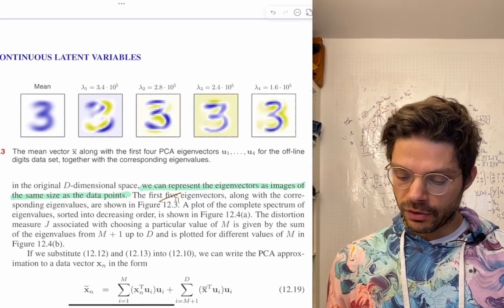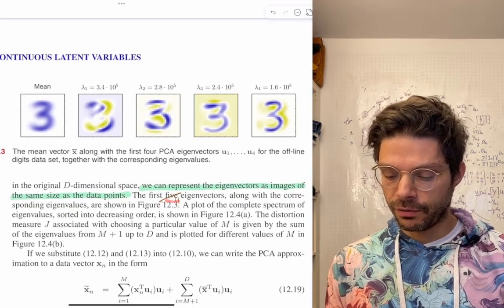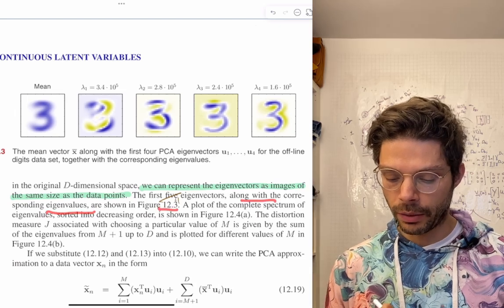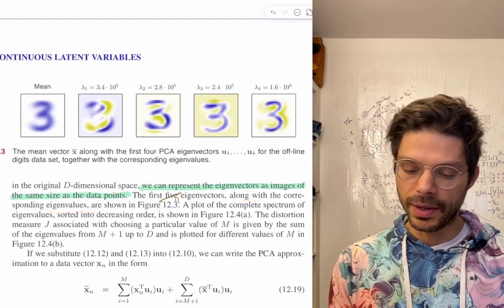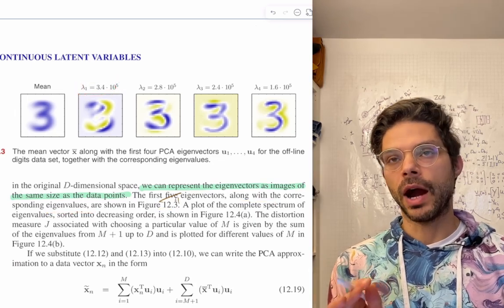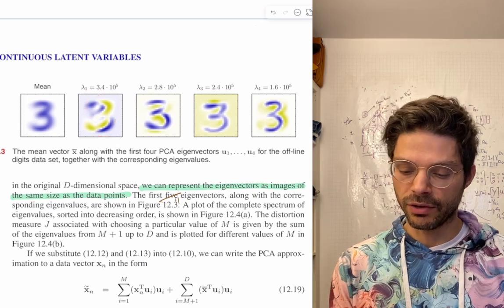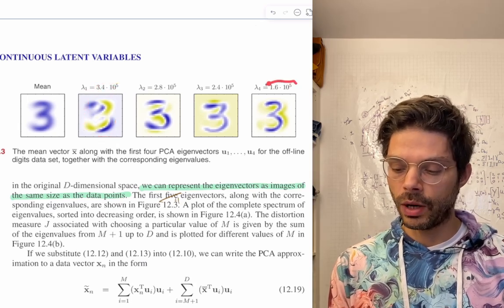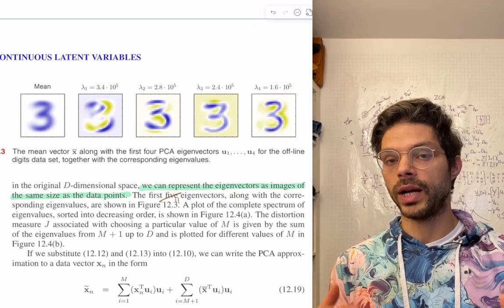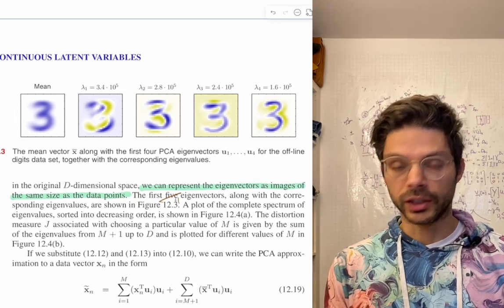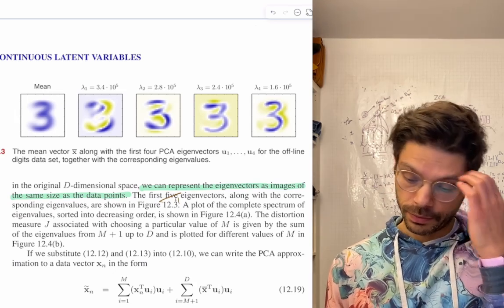Okay, so the first 5, it's actually 4 eigenvectors, along with the corresponding eigenvalues are shown in 12.3. Remember, these eigenvalues are going to be the variances that are captured by each one of these directions. And you can see that this one is 3.4 times 10 to the 5, this is 1.6 times 10 to the 5. So there's still quite a bit of variance being captured relative to this top direction.